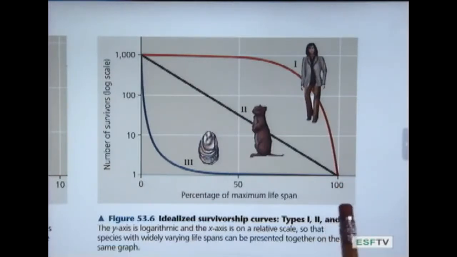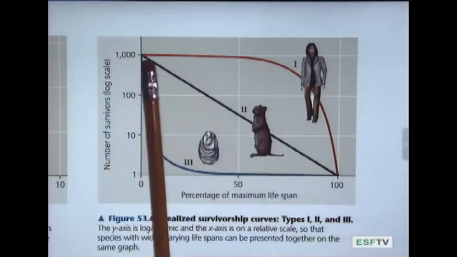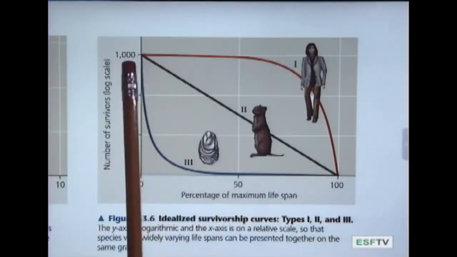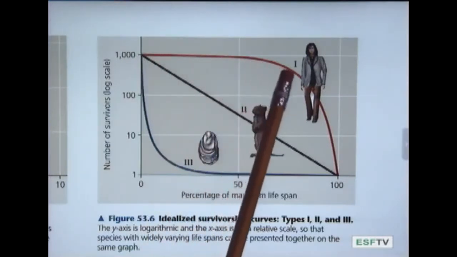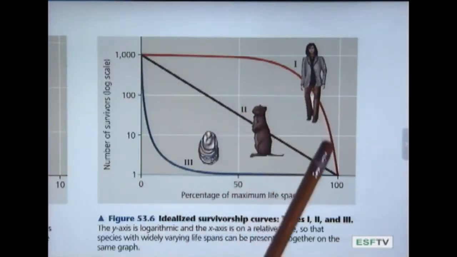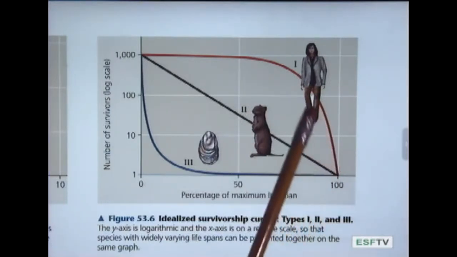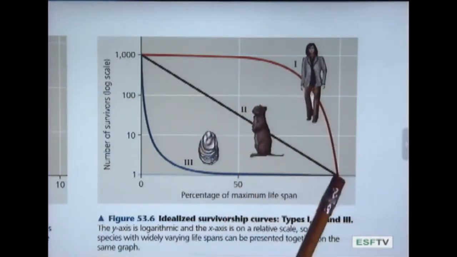With type 1 organisms, you see this high survival rate for a very long time, and then at some point this drops off dramatically. Most of the individuals within this population die within the time span shown at the very end of the x-axis here.